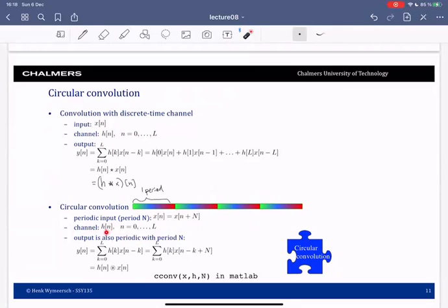The channel is as before. It has L plus 1 taps. Now, when you have a periodic input and a fixed channel, then the output will also be periodic with the same period. So the output at time n is the same as before, but now since the input is periodic, we can add or subtract capital N here. And this is sometimes written with this notation, with the convolution symbol with a circle around it. In MATLAB, the circular convolution is implemented by the command cconv. So circular convolution is nothing more than a convolution with a periodic input and a periodic output with the same period.